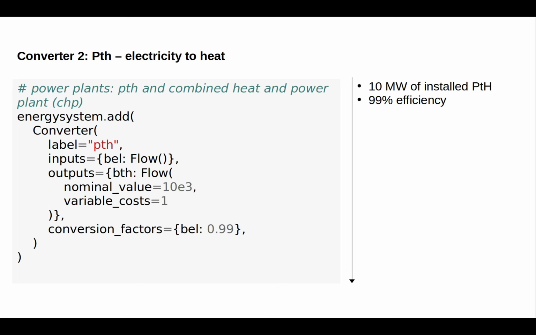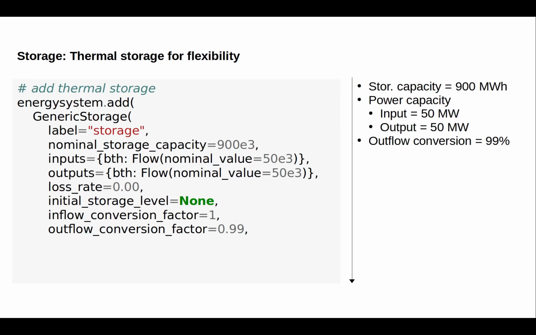The second converter is the power to heat system, which is converting electricity to heat. We assign it the nominal value of 10E3 kilowatt, which is 10 megawatt of installed power to heat capacity, and the conversion factor is 0.99, so 99% of the electricity is converted to heat. The storage system is very important because it allows us to decouple the production of thermal energy and the consumption of thermal energy. Again, these numbers are just from the top of my head. I have assigned it a storage capacity of 900 megawatt hours with an input power and output power of 50 megawatt each. The outflow conversion is set to 99%, and we assume that there is no loss rate.